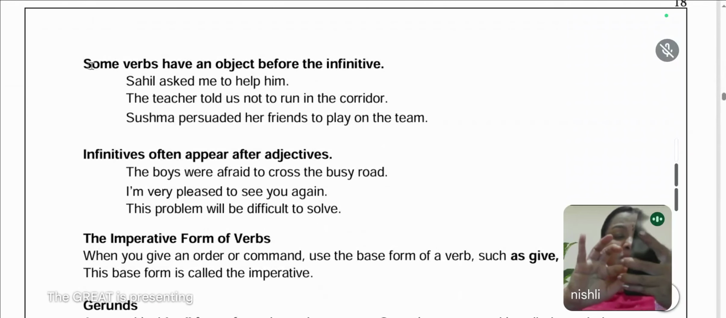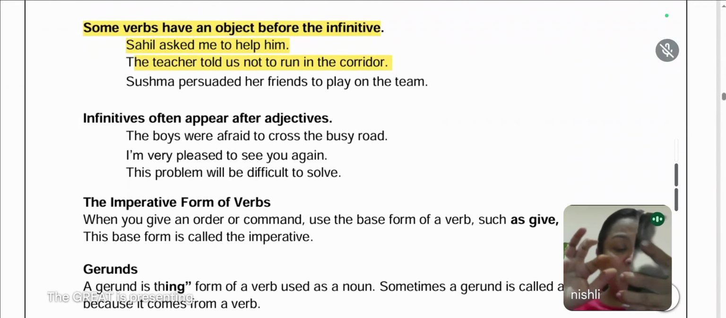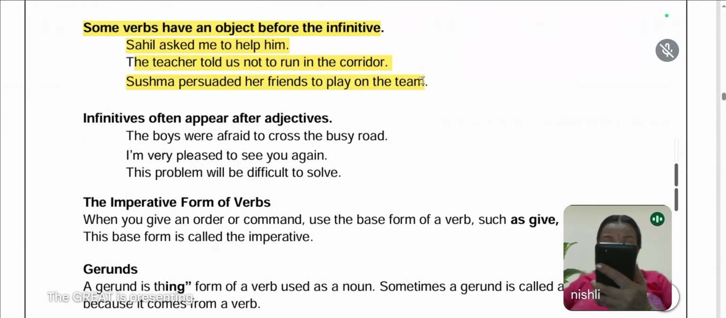Some verbs have an object before the infinitive. Sahil asked me to help him. Before to, me is there, so we have an object. Help him. The teacher told us not to run in the corridor. Before the word to, this infinitive word is used. Next is, Sushma persuaded her friends to play on the team. Persuaded is to coax somebody, to ask somebody, to make somebody agree.